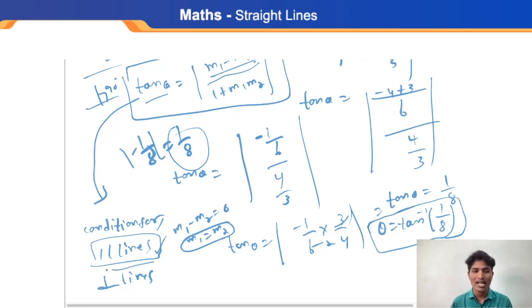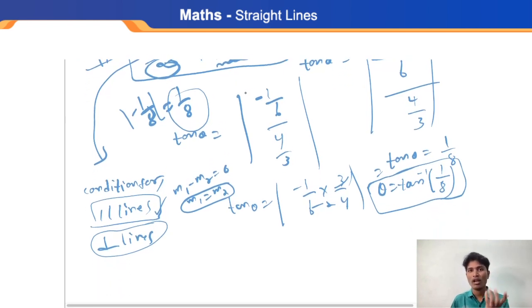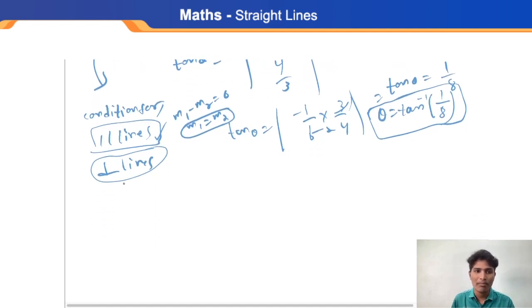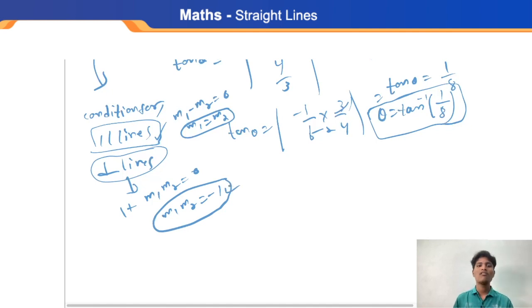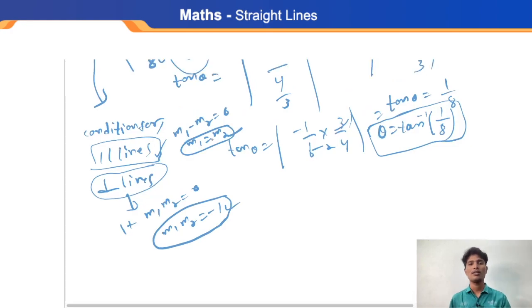But when can we say perpendicular lines? When tan theta is infinity, when theta is pi by 2. So if the denominator is zero, that is, 1 plus m1 m2 is equal to 0, then tan theta is infinite. That is, m1 m2 is equal to minus 1. So when the product of the slopes is equal to minus 1, we can say those lines are perpendicular lines, and when the slopes are equal, we can say those lines are parallel lines. This is the case.